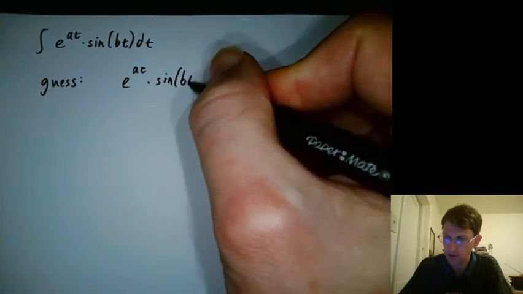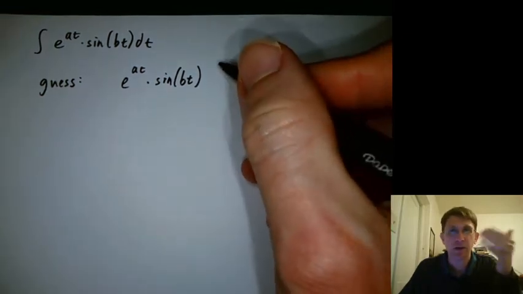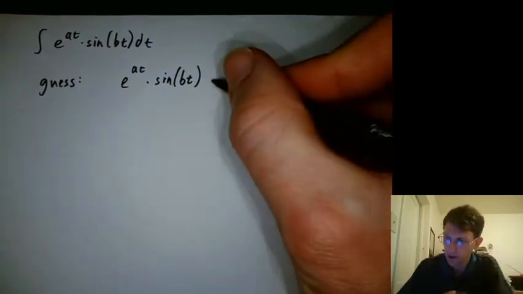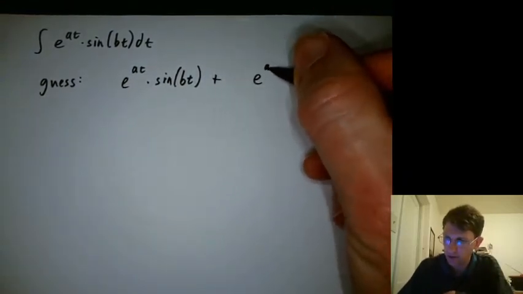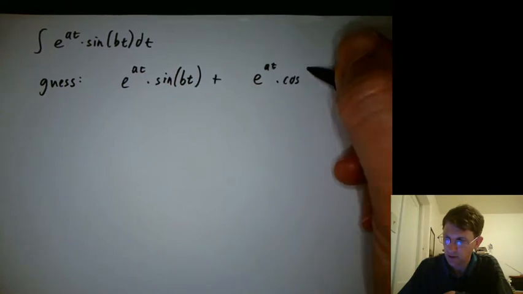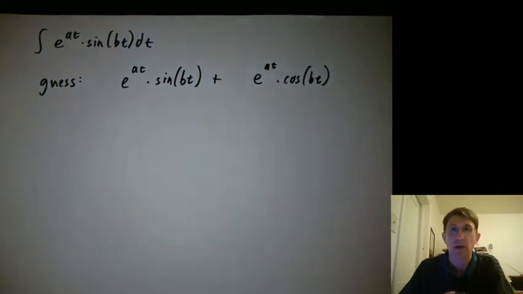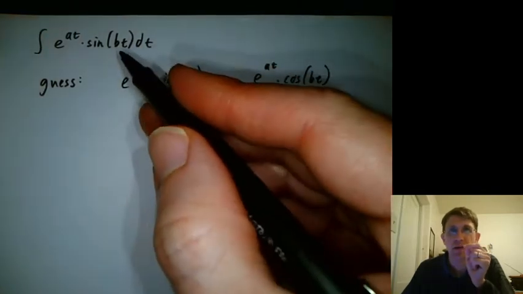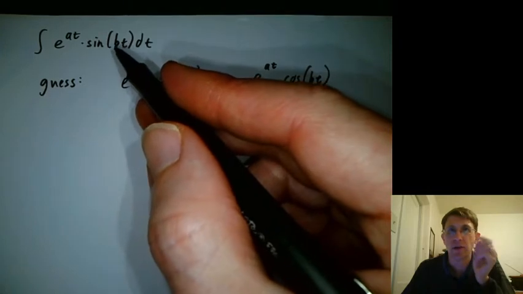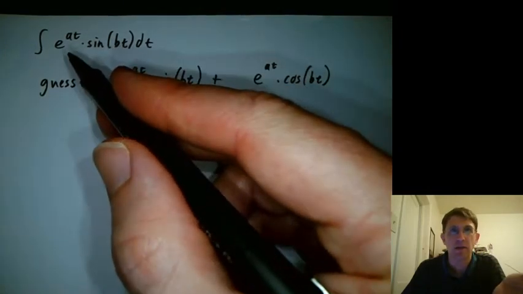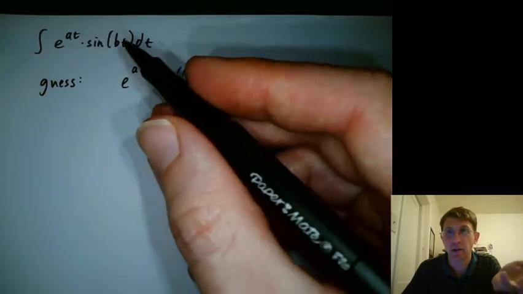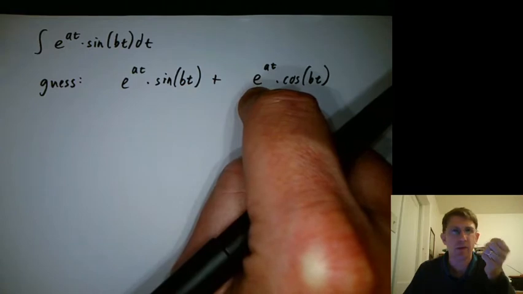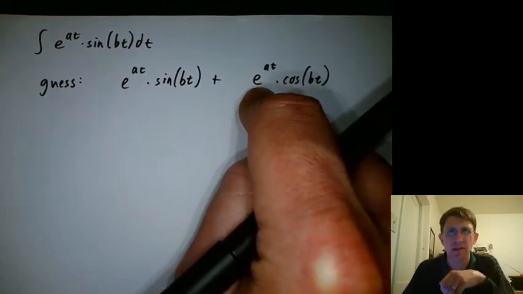The sine of bt will probably still be there. We know when we take integration by parts, we usually get cosines when we start with sines and vice versa. And we'll have probably e to the at times cosine bt. That seems like a reasonable guess, but you'd think that when we're taking integrals of sine bt, we're going to get a 1 over b, or the integral of e to the at, we're going to get a 1 over a. So we're going to get some coefficients out front here.